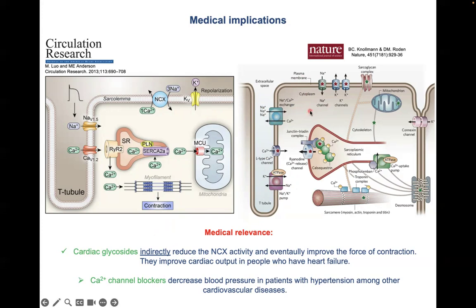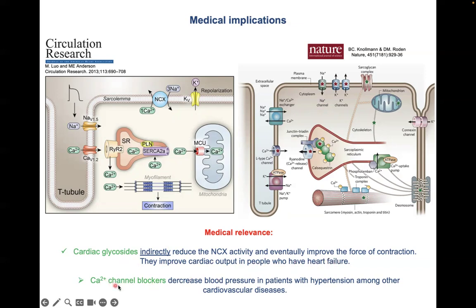increase of calcium concentration inside the cells. Eventually, this increases the force of contraction. Therefore, cardiac glycosides improve cardiac output in people who have heart failure.